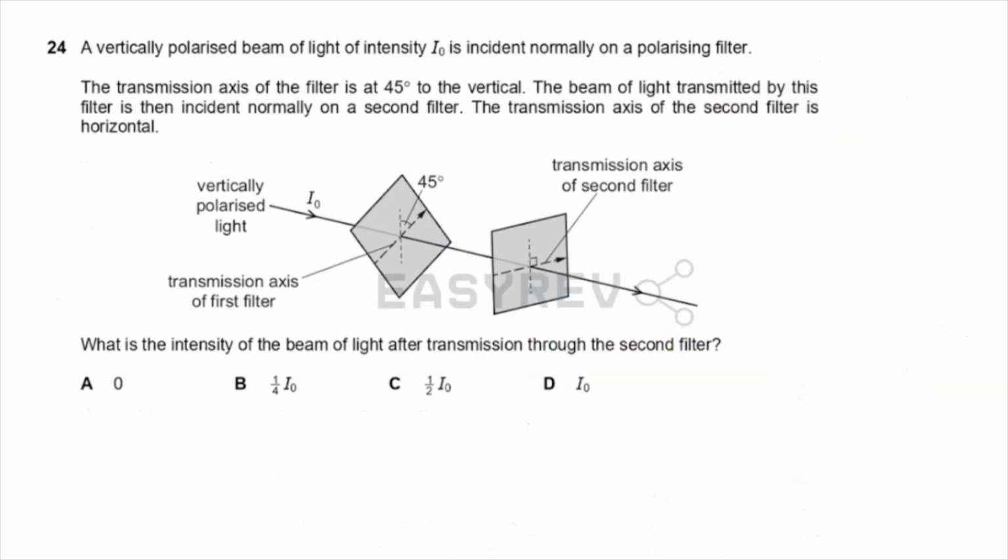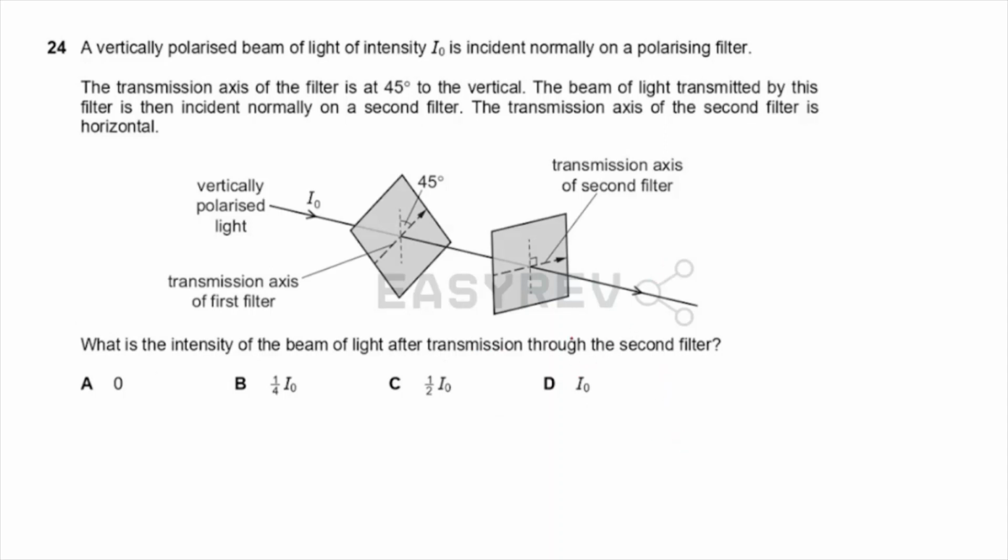Here we have question 24. Question 24 says, a vertically polarized beam of light of intensity I0 is incident normally on a polarizing filter. The transmission axis of the filter is at 45 degrees to the vertical. The beam of light transmitted by this filter is then incident normally on a second filter. The transmission axis of the second filter is horizontal. Now we're asked, what is the intensity of the beam of light after transmission through the second filter?